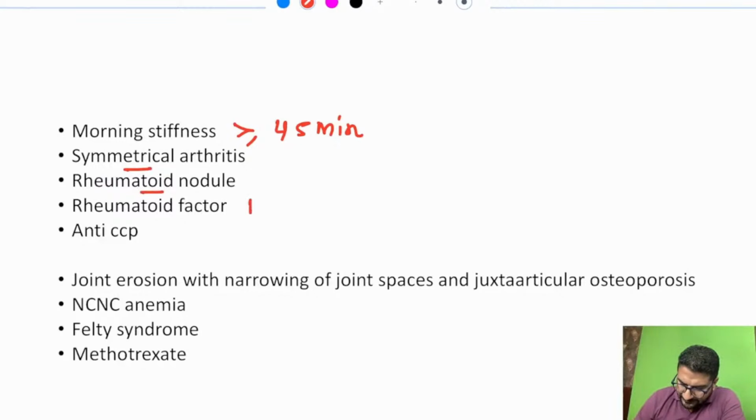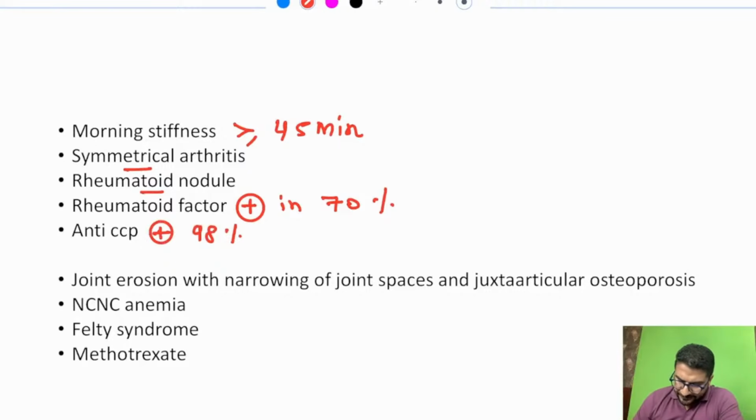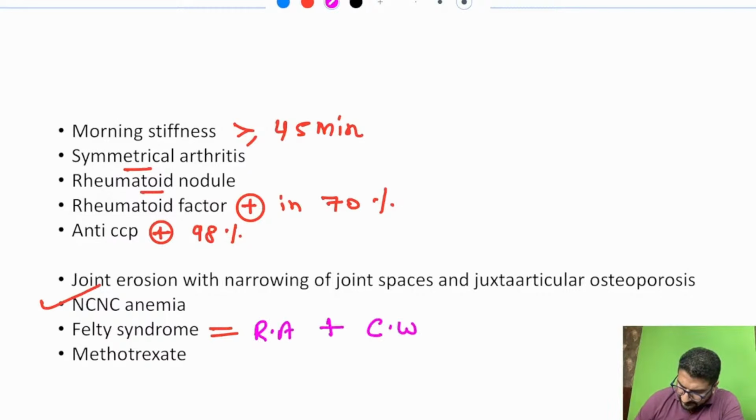Then rheumatoid factor, this is positive in 70% of patients. 70% patient में rheumatoid factor positive होगा, but anti-CCP is positive in 98% of patients. So you can see joint erosion with narrowing of joint space, normocytic normochromic anemia. Then we have Felty syndrome. What is Felty syndrome? Anyone? कोई बताएगा Felty syndrome क्या होता है? Rheumatoid arthritis along with Kohl-Werker pneumoconiosis, इसको बोलते हैं Felty syndrome.